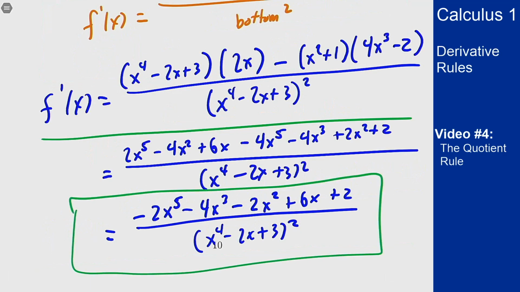It's important to make sure you keep this rule straight and remember the order in which the terms go, because the order here matters as it's a difference and not a sum. And so it's important to know which term goes first when using the quotient rule to find these derivatives, and that's how you do it.